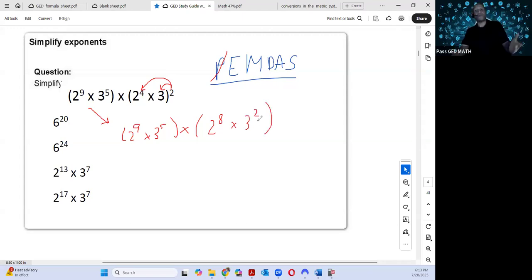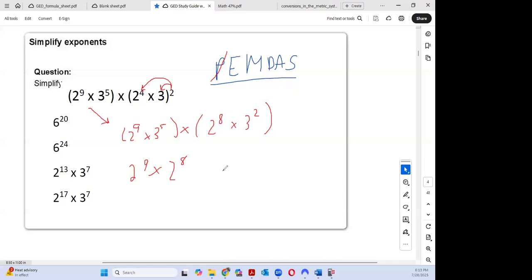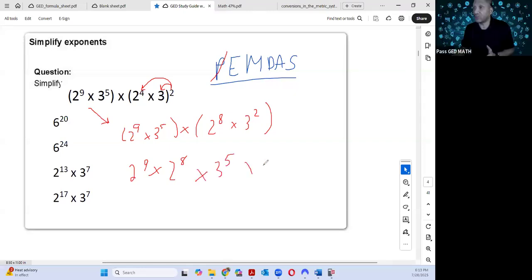You should be familiar with the associative, commutative, and distributive properties. Right now, what we have to understand is we can multiply in any order. To make this easier, I'm going to change the order. So I'm going to do 2 to the 9th times 2 to the 8th, times 3 to the 5th, times 3 squared. Now, can I do anything with those two?